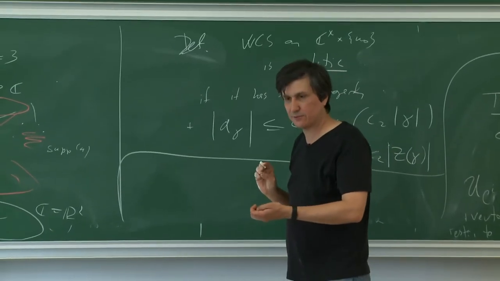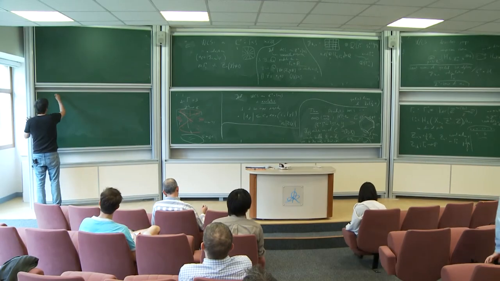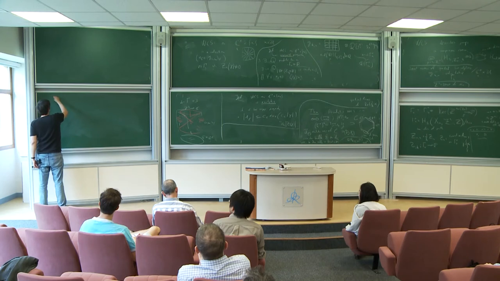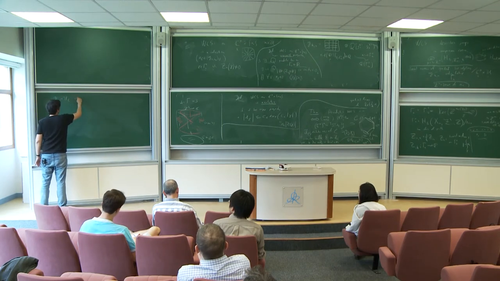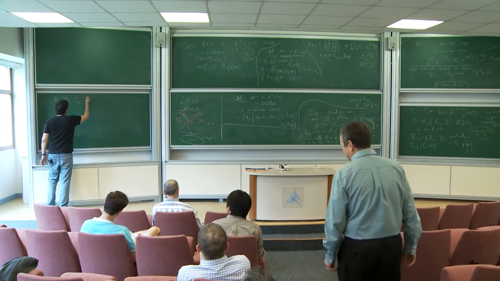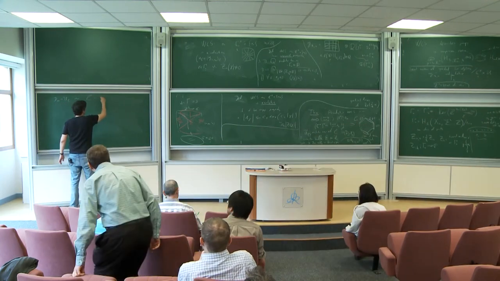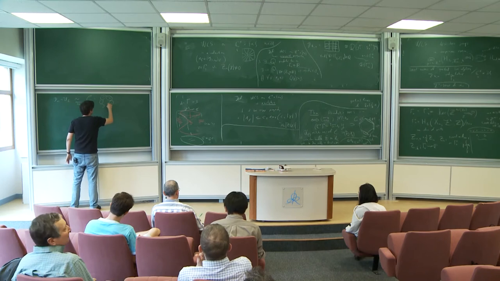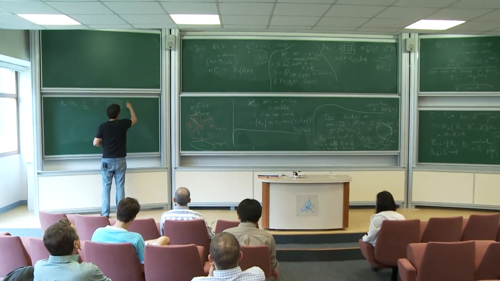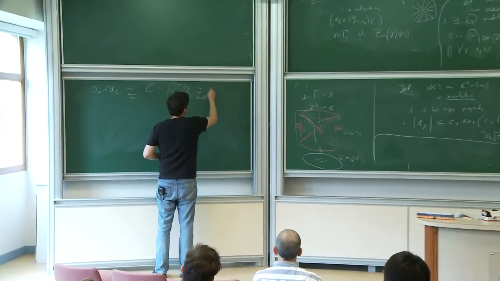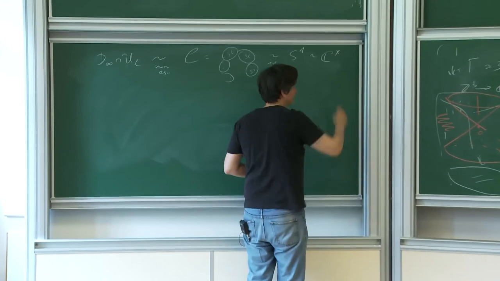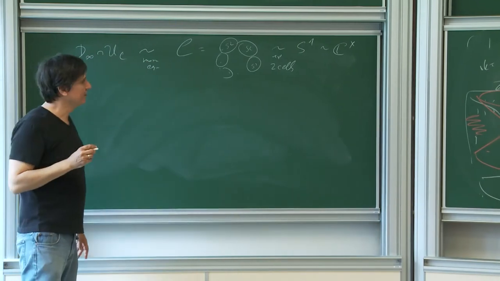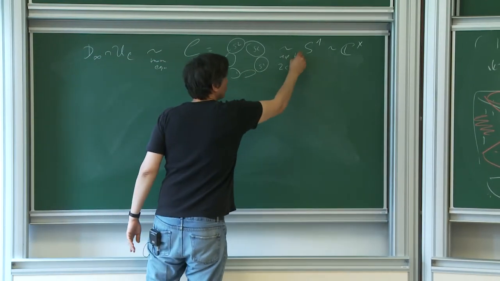But maybe I think it's time to make a small break here. If I consider this intersection divisor, I have my D infinity intersecting QC. It's homotopy equivalent to my curve C, which is just a union of spheres, sphere union sphere. And up to two cells, it's homotopy equivalent to S1, which is homotopy equivalent to C star. And on C star we get a local system.